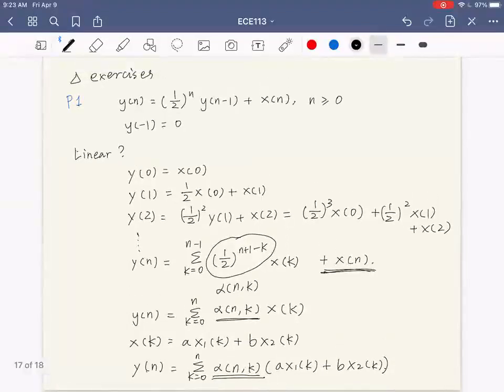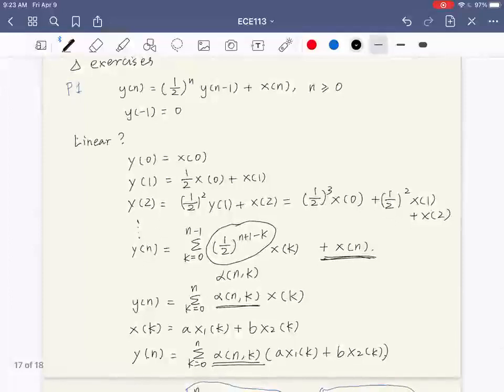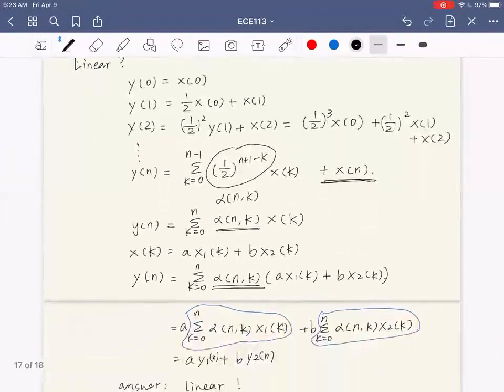Sorry, how were you able to get rid of that plus x of n? You said you absorbed it into the alpha, I see, n minus k or n comma k. So how do we integrate the x of n in the summation here? Yeah. So the alpha n k is defined carefully here.